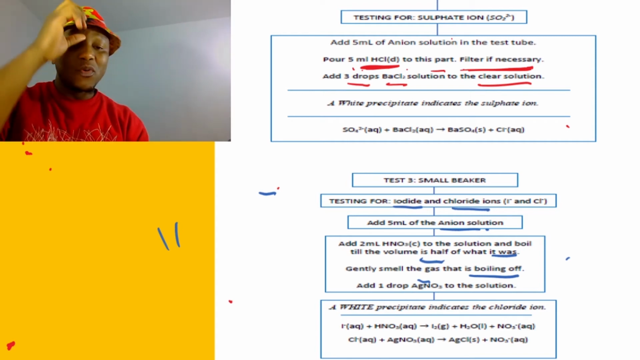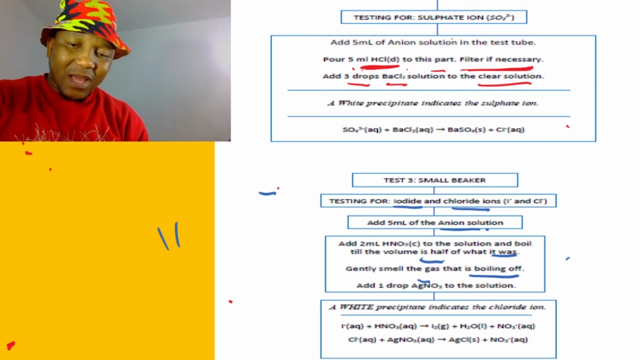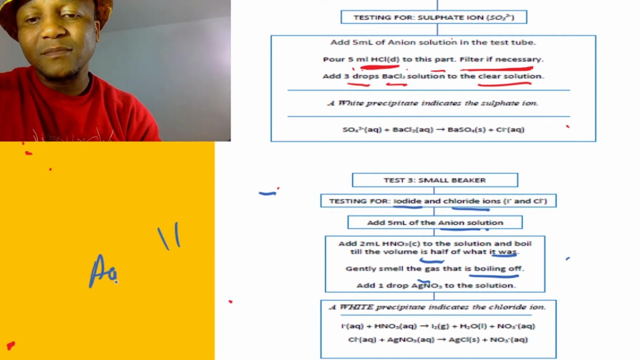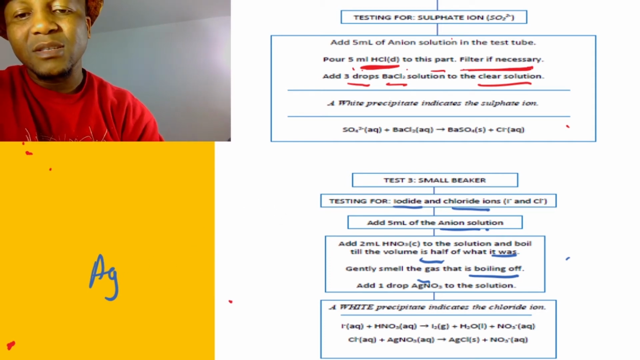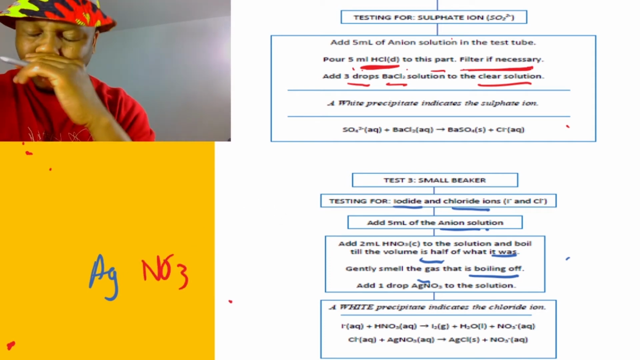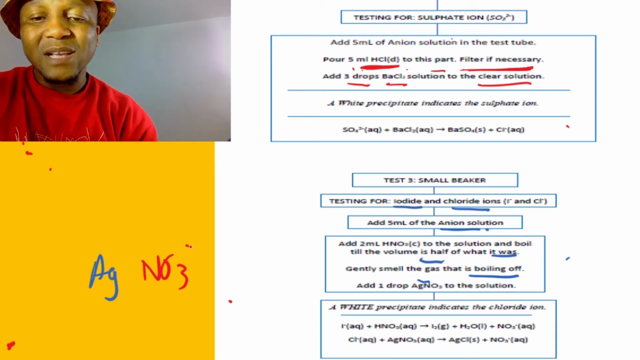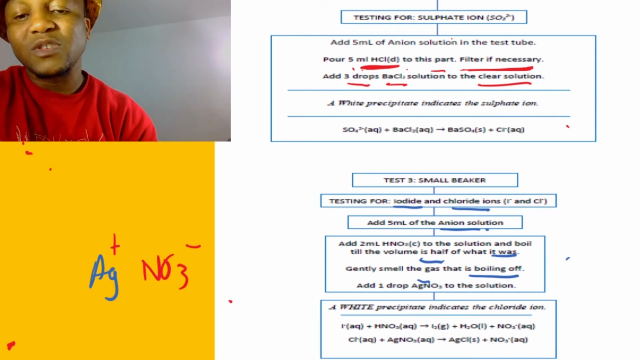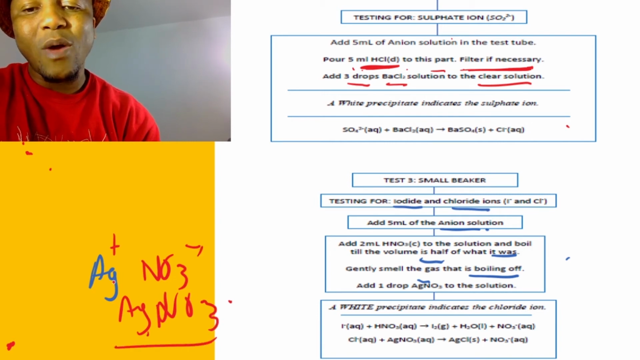and then gently smell the gas that is boiling off. You're gonna be in trouble if you don't do it gently, so you can feel that smell. And then add 1 drop of what? Of silver nitrate. We've got silver and nitrate. Silver nitrate. So silver nitrate, look, nitrate is the radical which has a -1, and silver is a transition metal which has a valence of +1. So when you cross this, it's going to be silver nitrate. Both of them have 1 and 1, so it's not going to have an effect. It means one comes here, one comes there.